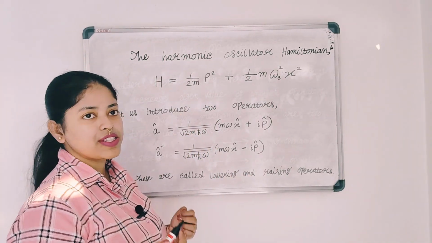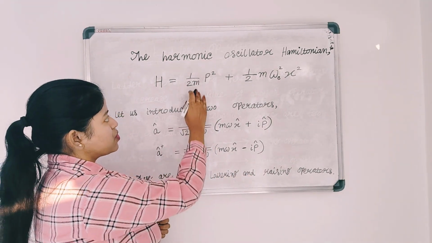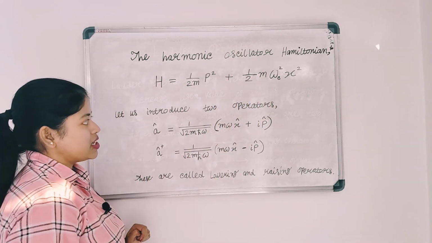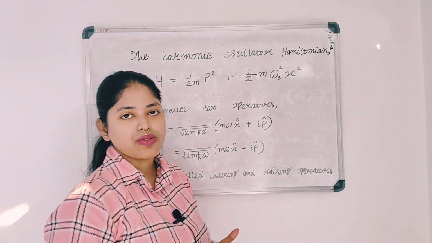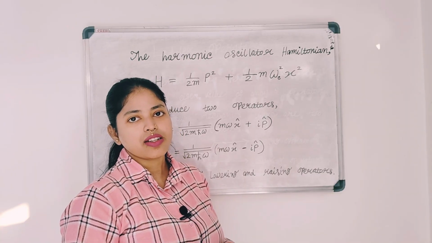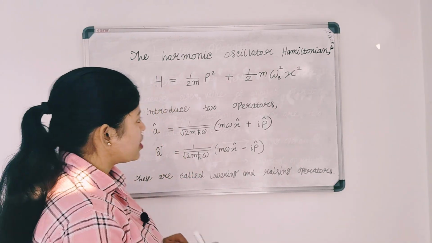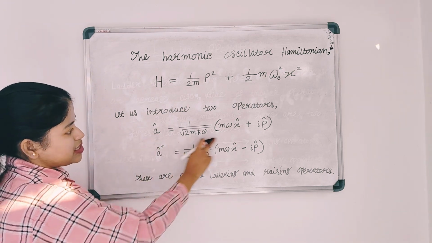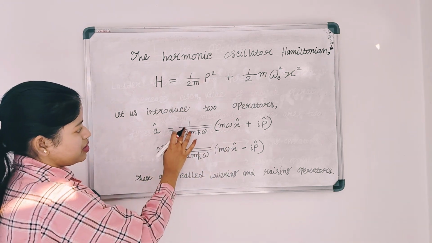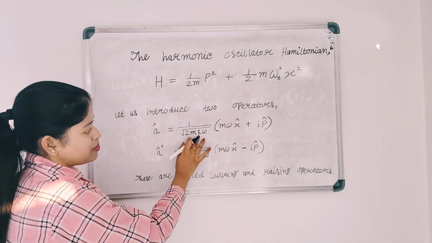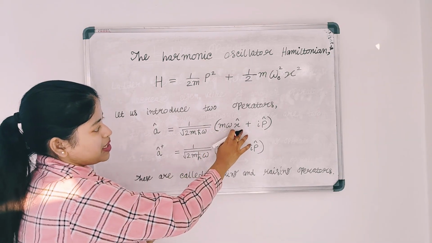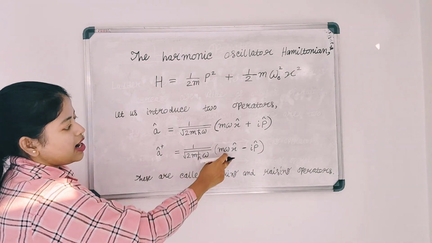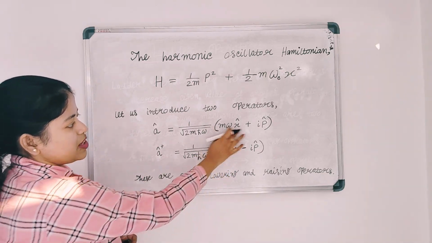Now, the harmonic oscillator Hamiltonian H is equal to 1 by 2m p squared plus half m omega squared x squared. The basic trick is to introduce two operators that are linear combinations of x and p. So here we have introduced two operators a and a dagger. They are defined in this way: a is equal to 1 by root over 2m h cut omega into m omega x cap plus i p cap, and a dagger is defined in this way. They are linear combinations of x and p.